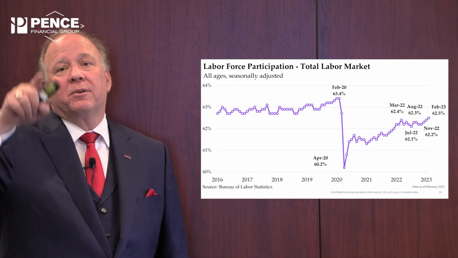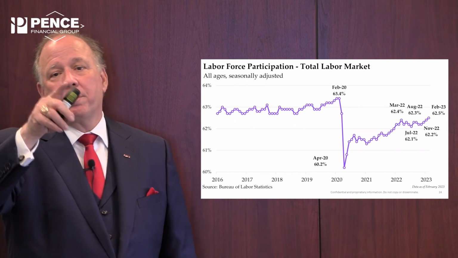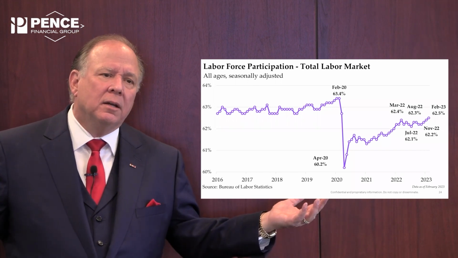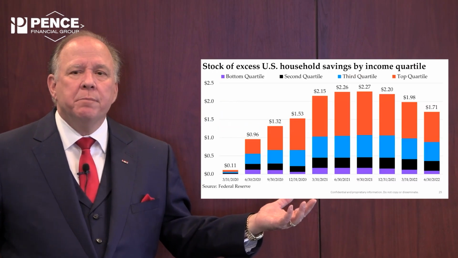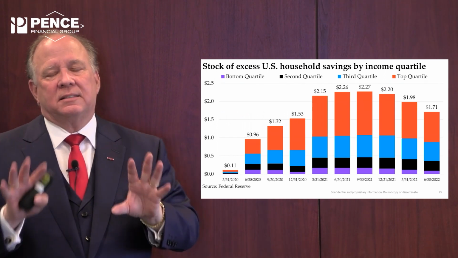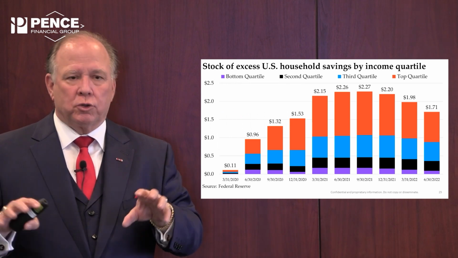It moves back up to around 62.4%. And then it levels off again. Now, why is it leveling off again? Because people still have money. If you look at this chart, look at excess savings, right? Excess savings over normal trend.